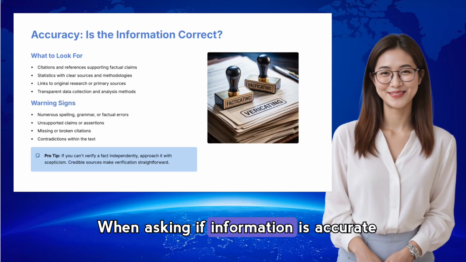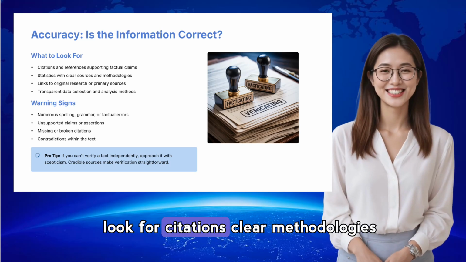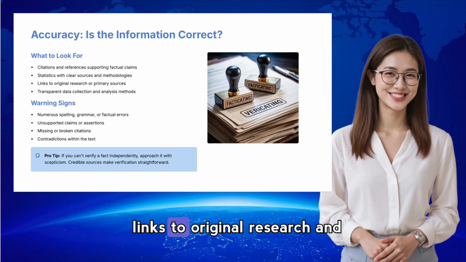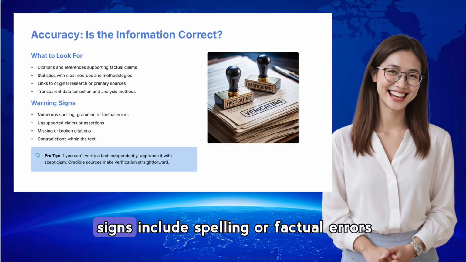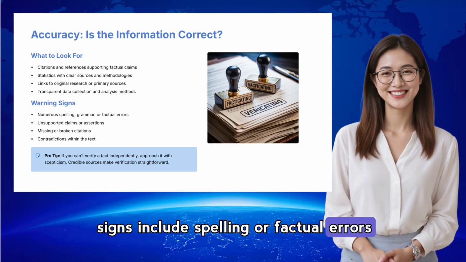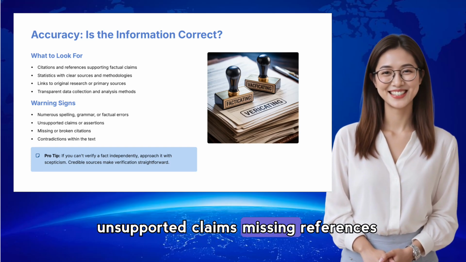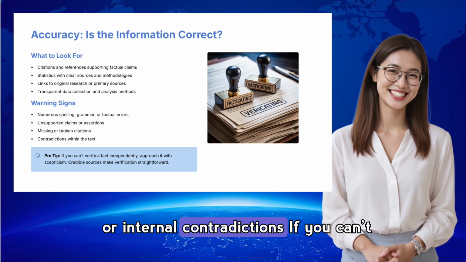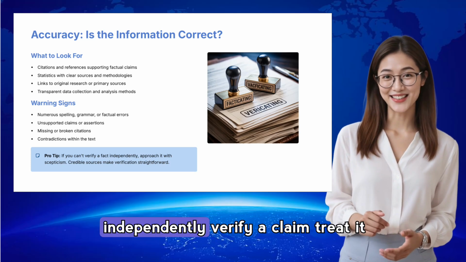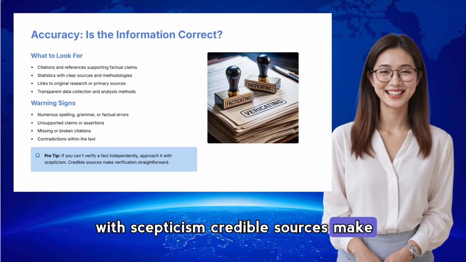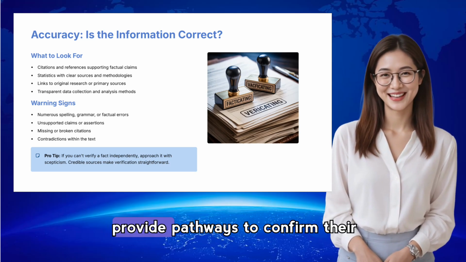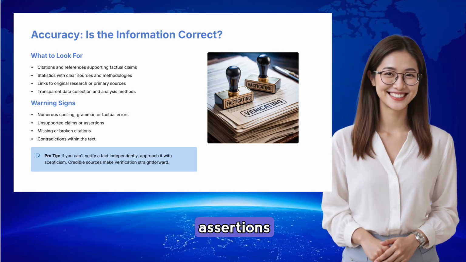When asking if information is accurate, look for citations, clear methodologies, links to original research, and transparent data methods. Warning signs include spelling or factual errors, unsupported claims, missing references, or internal contradictions. If you can't independently verify a claim, treat it with skepticism. Credible sources make verification straightforward and provide pathways to confirm their assertions.